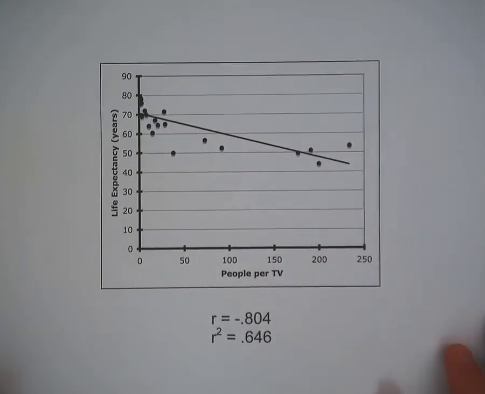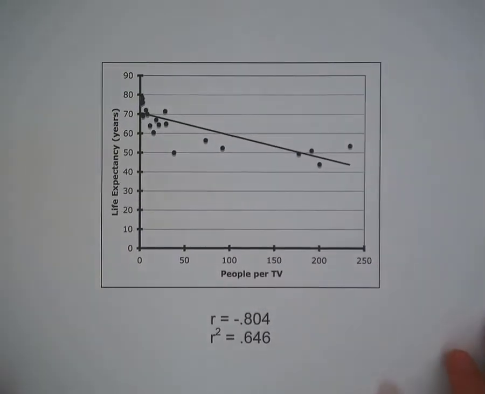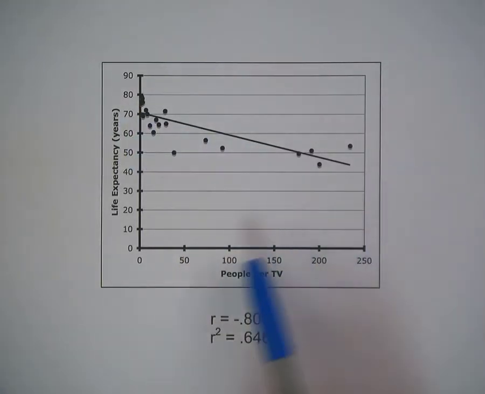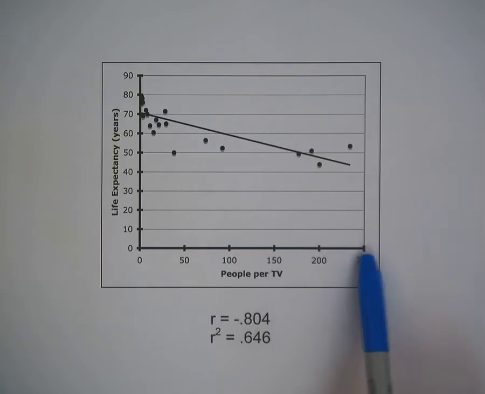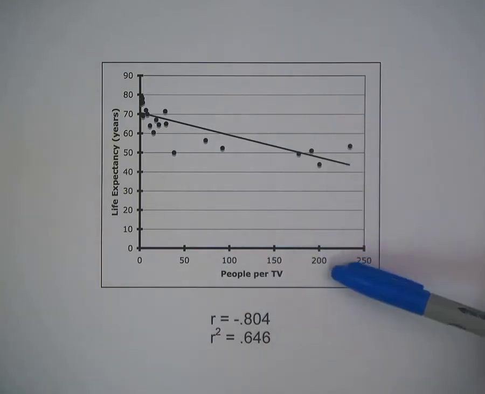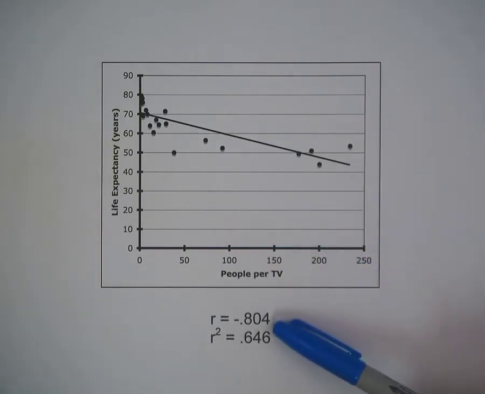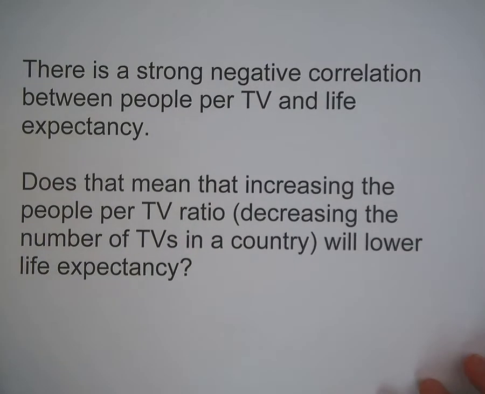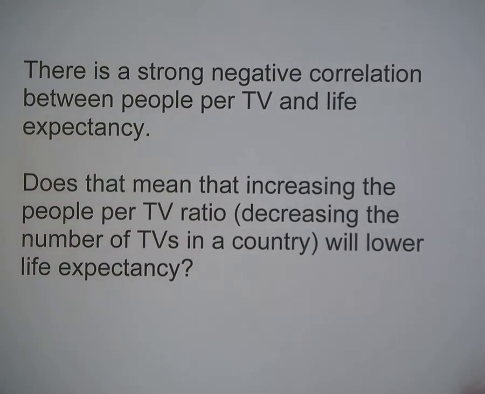So let's take a look at this graph. I also have a best fit line drawn in here. So we can see that there is a negative association, so that as the number of people per TV increases, the life expectancy decreases. The R value is negative 0.8, so that's a strong negative association between people per TV and life expectancy. So that's what I have here, strong negative correlation between people per TV and life expectancy.